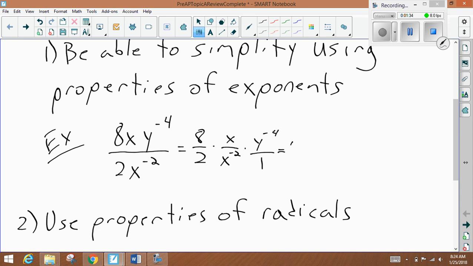So 8 divided by 2 is 4, and now I'm going to go x to the 1 minus negative 2. So this should become x to the positive 3 power. And then this y to the negative 4th power is, well, let's write it as 1 over y to the 4th. Right? Let's put it all back together, and we get that this is 4 x to the 3rd over y to the 4th.